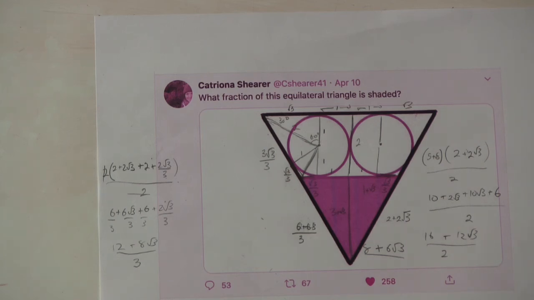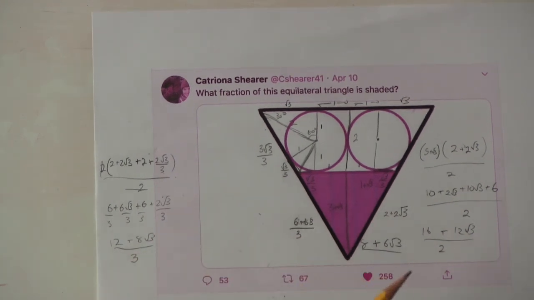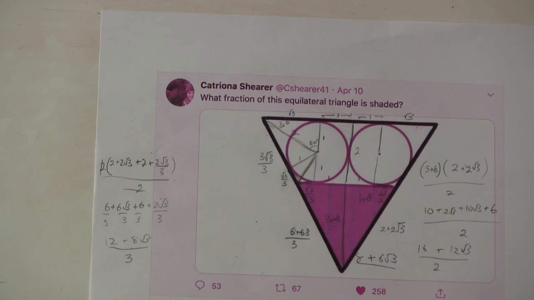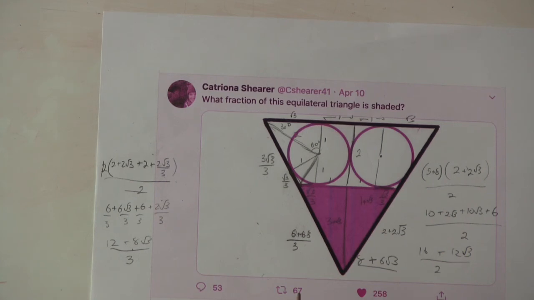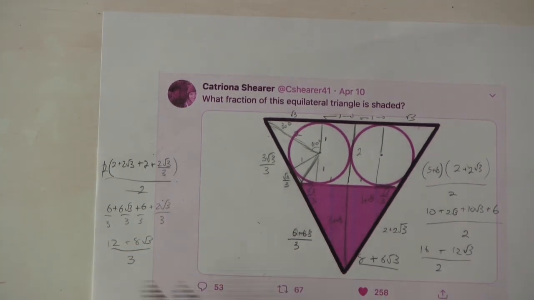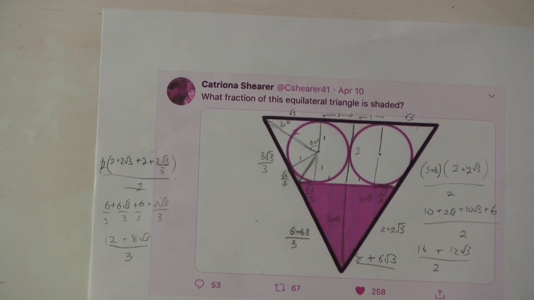And the area of the unshaded region, the trapezoid, is 12 plus 8 root 3 over 3. Okay. So how do we figure out what fraction is shaded? If we take this over this, we could figure out what fraction is unshaded and then subtract that from 1. Okay, so we don't need to do that calculation, but that's really interesting work.